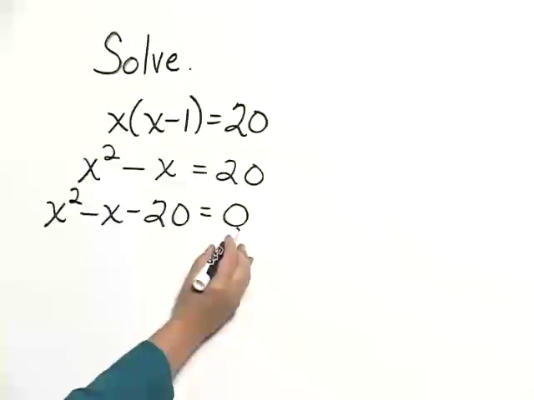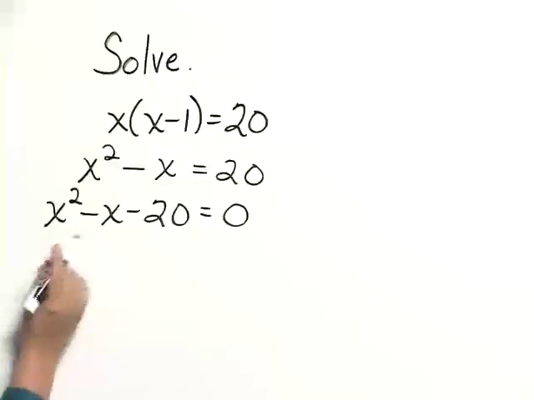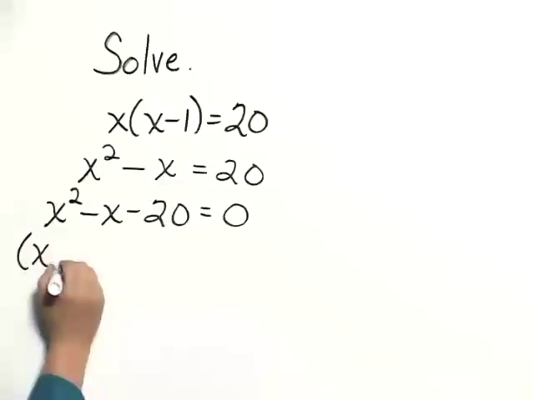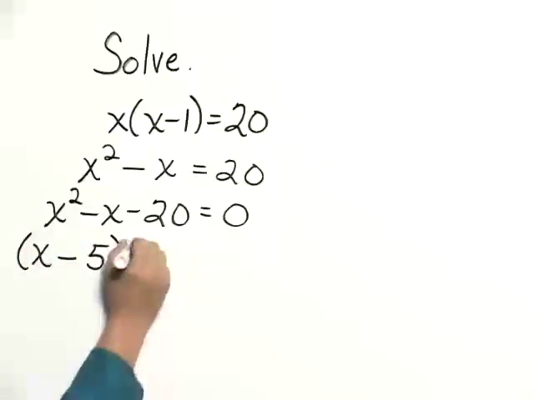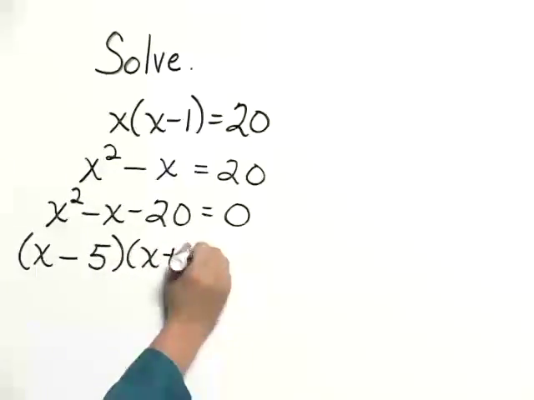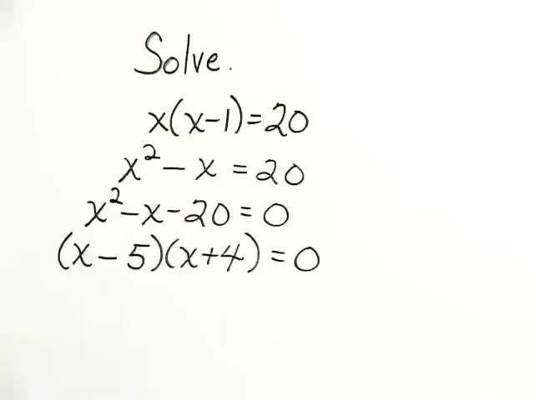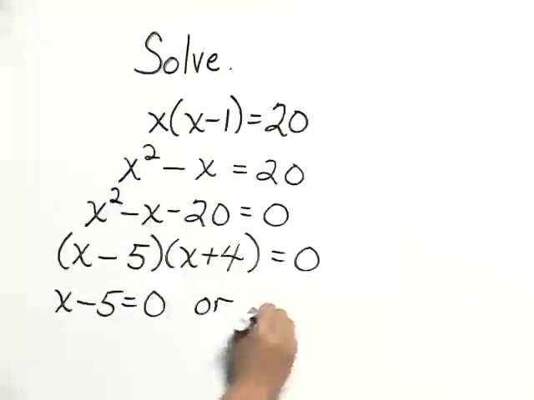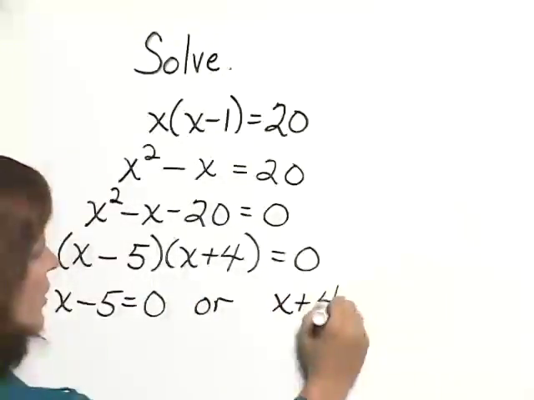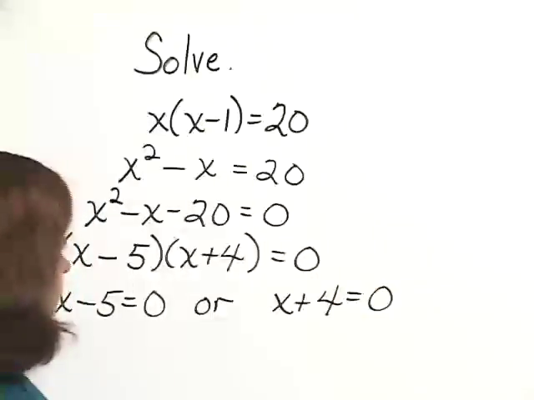Now, since 0 is on one side, we want to factor this polynomial. We have x minus 5 times x plus 4 equals 0. Now we can use the principle of zero products, setting x minus 5 equal to 0. We also set x plus 4 equal to 0.